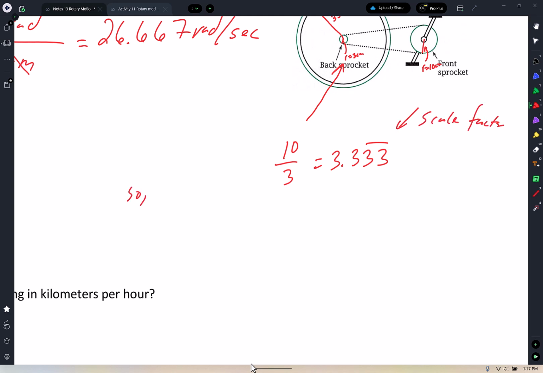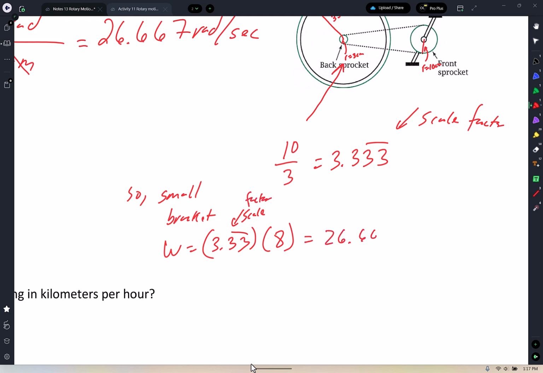So, small bracket, omega equals 3.33 times 8. That's your scale factor. And we got 26.667. And I will put it in words what we did. We found scale factors since they're connected by the link. That 3.33 means for every 1 revolution the big one does, the little one does 3.33 revolutions.